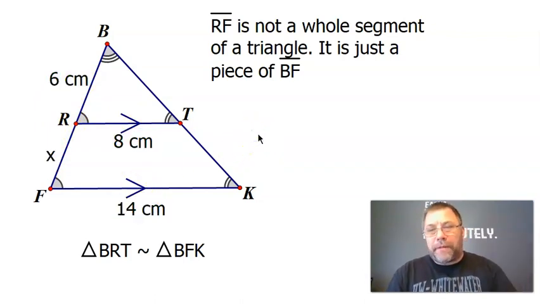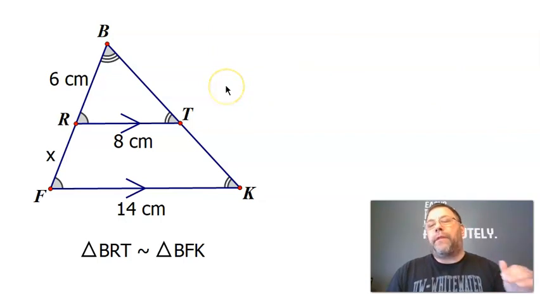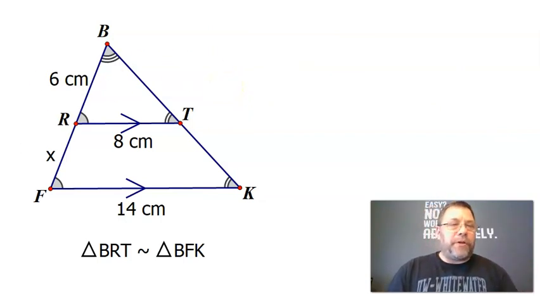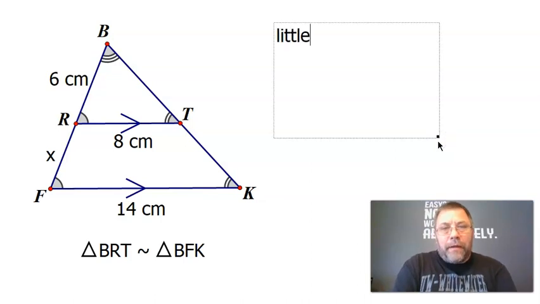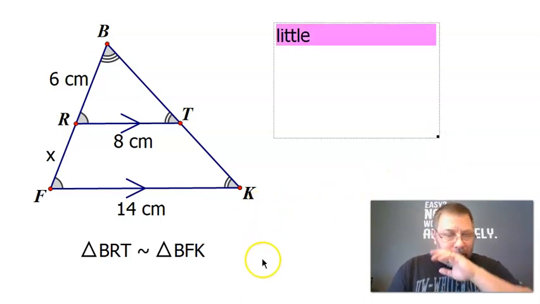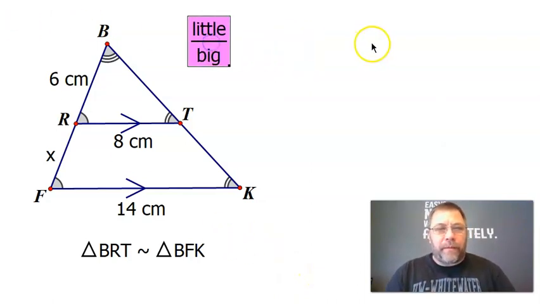So this problem becomes a little bit more confusing when the triangles overlap like this. And instead of setting up a proportion with the numbers, let's set up a proportion with the letters. First thing is, I'm deciding I'm going to put the little triangle on top and the big triangle on the bottom. That's what I chose. I'm going to stick with it. I'm going to put that over here just to remind myself.